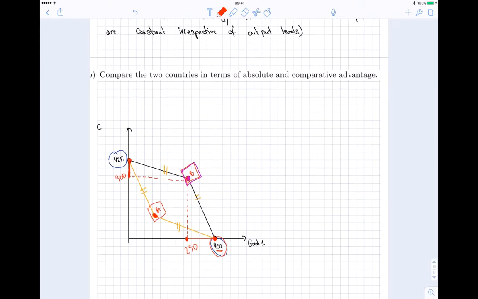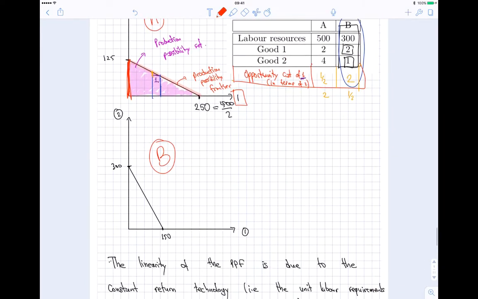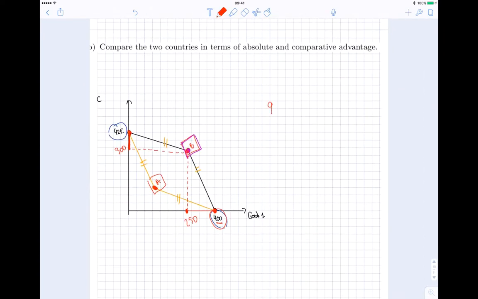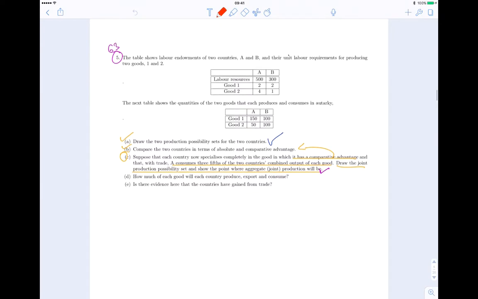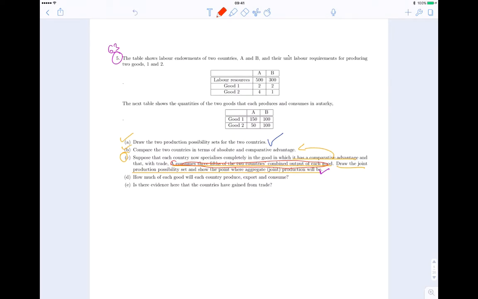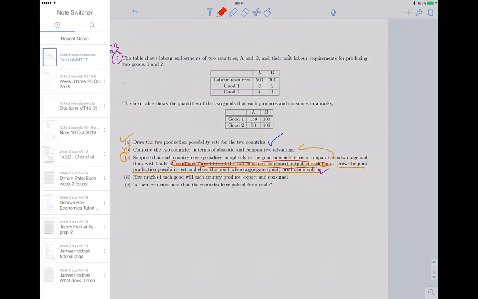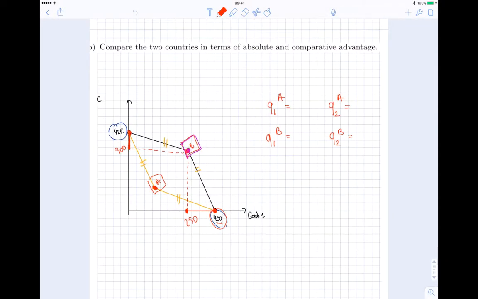Now, let's look at each country. Quantity of 1 for A, quantity of 2 for A, quantity of 1 for B, quantity of 2 for B. How much will they consume? What we've been told is A consumes 3/5 of the combined output. 3/5.